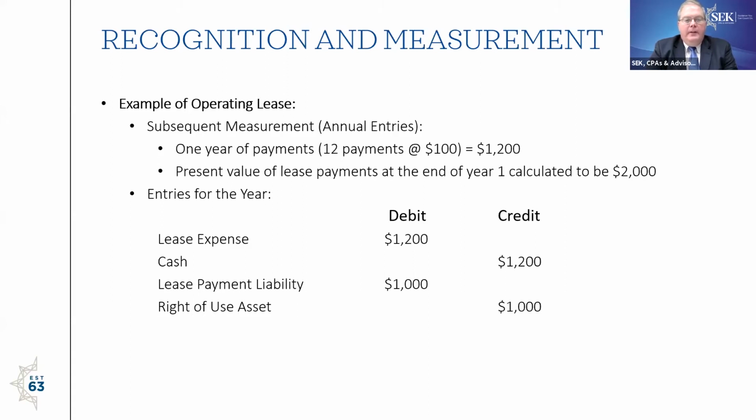Then the liability is going to get reduced by $1,000 to get it down to the present value calculated amount of $2,000 at the end of the year. And the right of use asset is also going to get reduced by $1,000. So you're going to credit that also. So pretty simple transactions, recording of those.